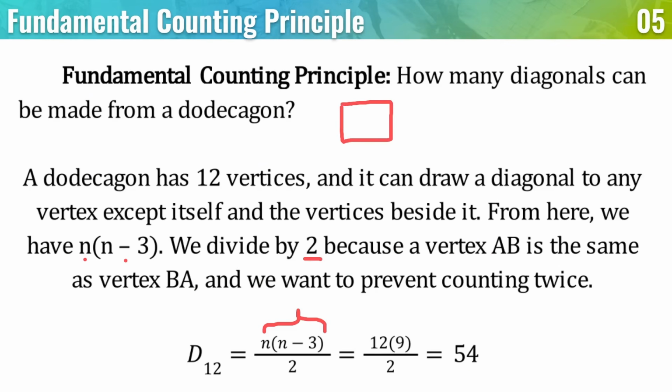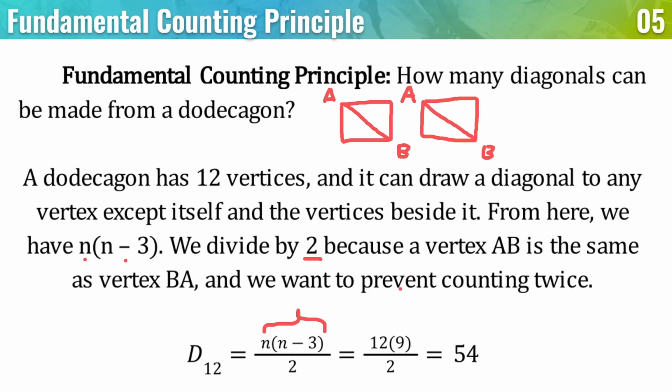So for example, if we draw a diagonal in this square, drawing from A to B is the same as drawing from B to A.